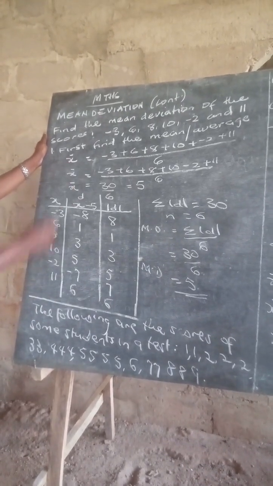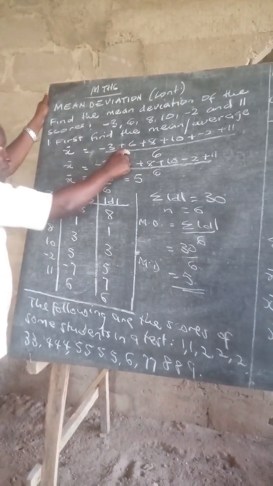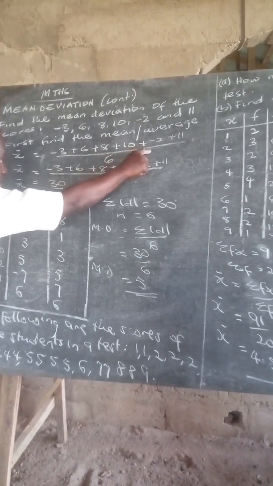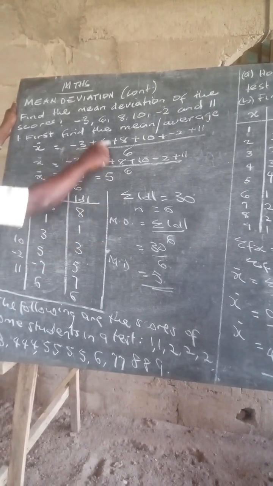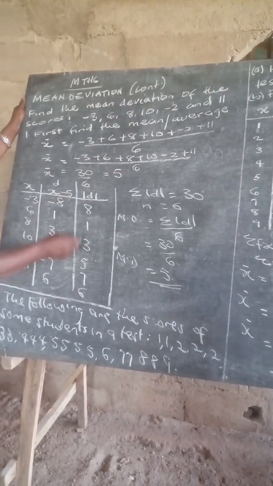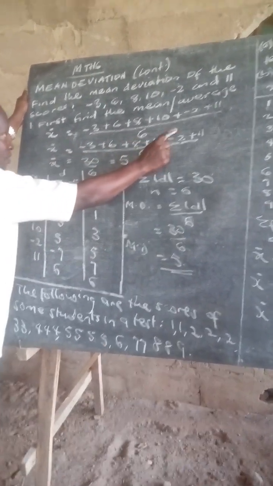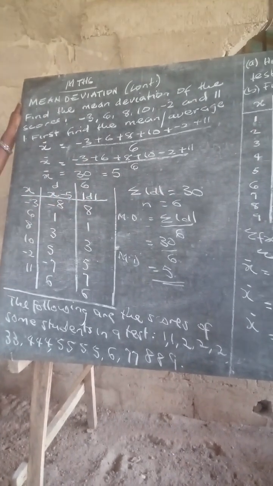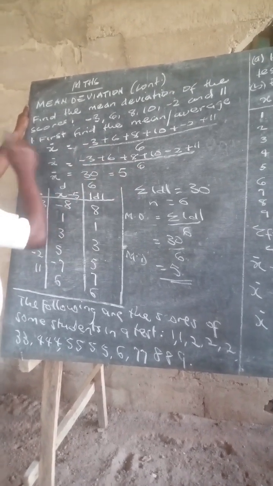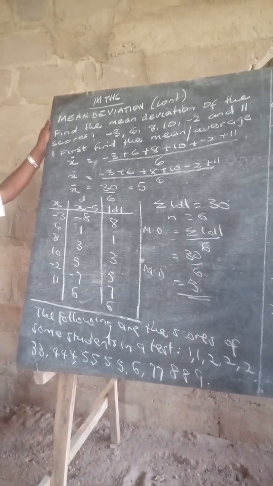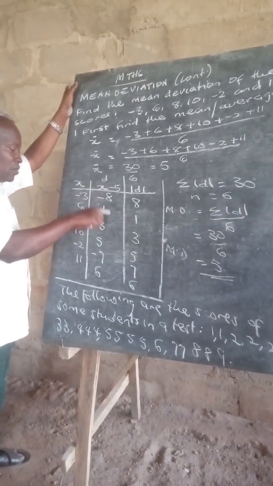So you start with the mean. What is the mean of this course? Minus 3 plus 6 plus 8 plus 10 plus minus 2 plus 11 divided by what? 6. That is our N. We have 6 items. If you add everything together, it will give you 30. Divided by 6, it will give you 5. So the mean is equal to 5. So you use the mean now to construct this table.